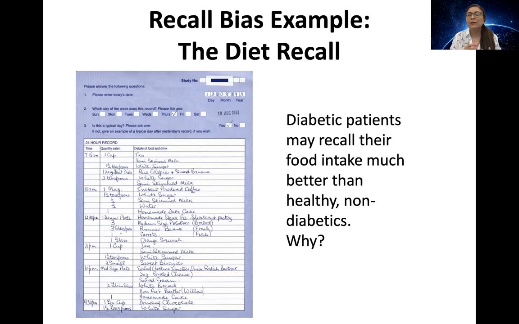So when we're doing studies comparing people with diabetes versus those who don't, the diet recall can be a problem because our diabetic patients are probably going to remember much better than those who are healthy, who just eat whatever they want and don't really care. They're like, yeah, I ate a couple of candies, but they really ate the whole bag. So that's a very classic example of recall bias.